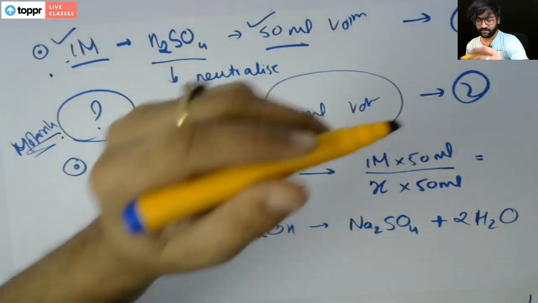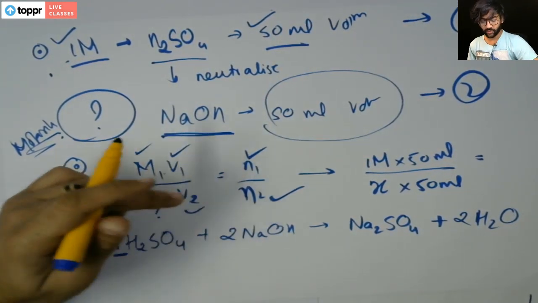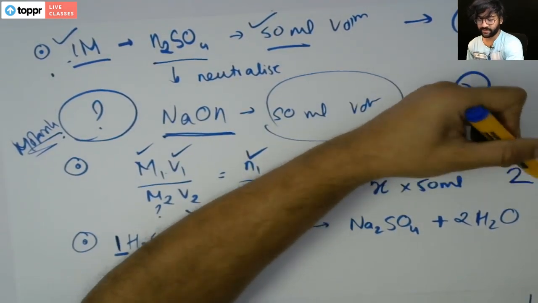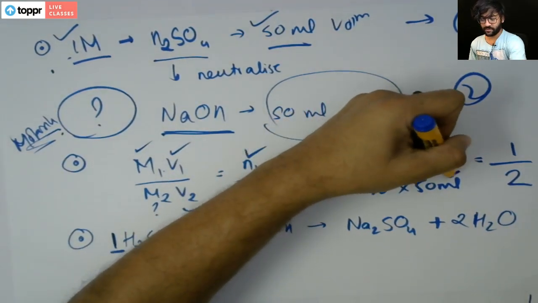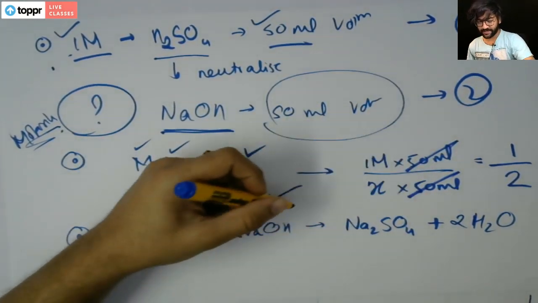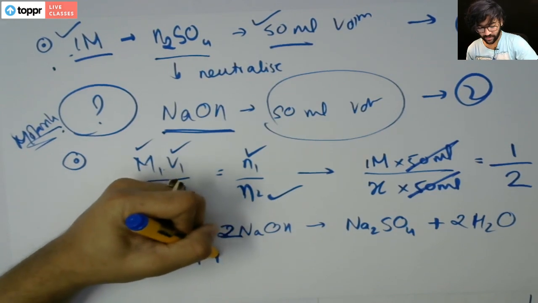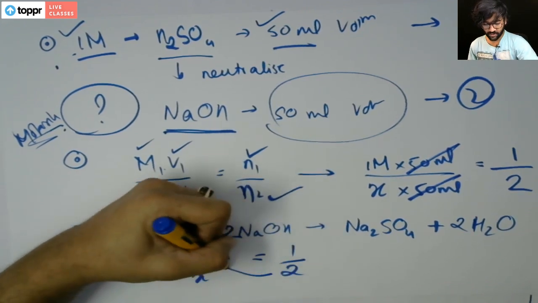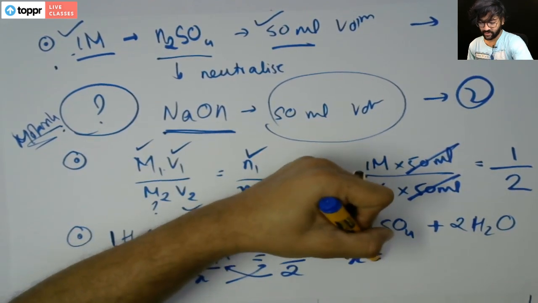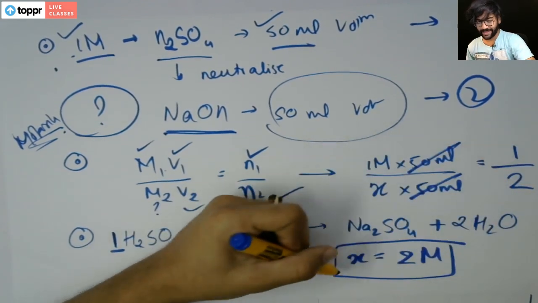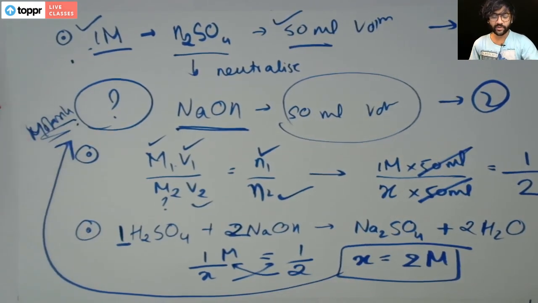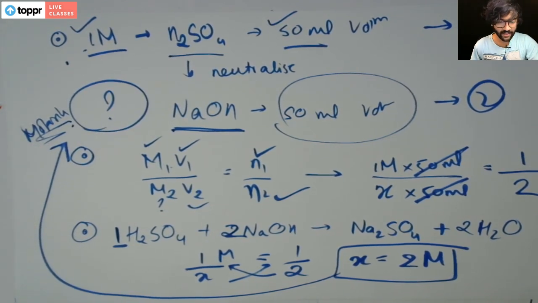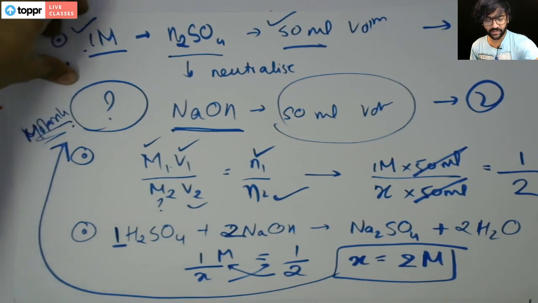Right? And then I have N1 and N2. The value of N1 and N2 is 1:2. So we put it like this. Now this all goes down. So then we have 1 upon X is equal to 1 by 2. So cross multiplying, we get X is equal to 2 M, and that is the molarity of NaOH. Simple, right? So this is how we do the titrimetric analysis, and yeah, that was all about the titration.